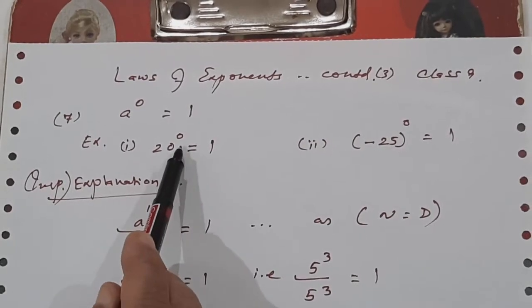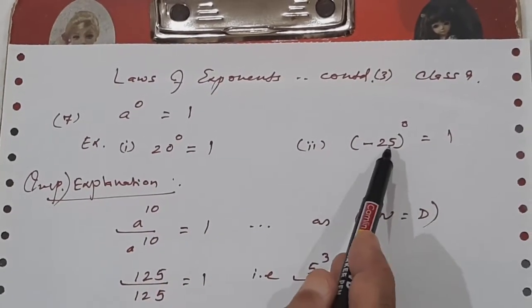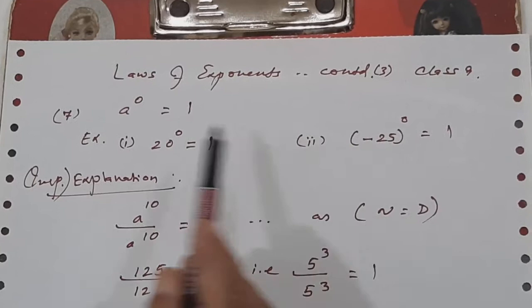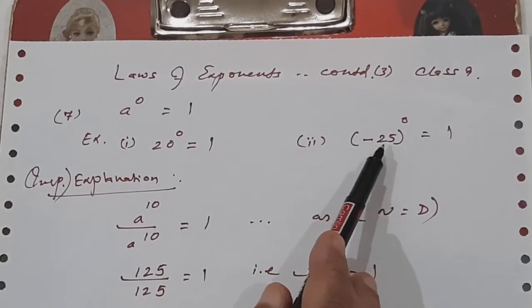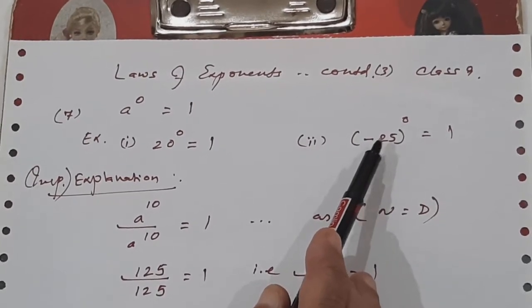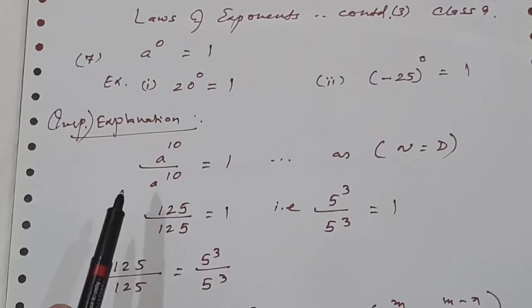Now the question arises: why is it always 1? See, 20 raised to 0 is equal to 1. Minus 25 raised to 0 is equal to 1. Any number raised to 0 is equal to 1. And this is very important. Many children don't understand why it is. Here I have explained it to you.